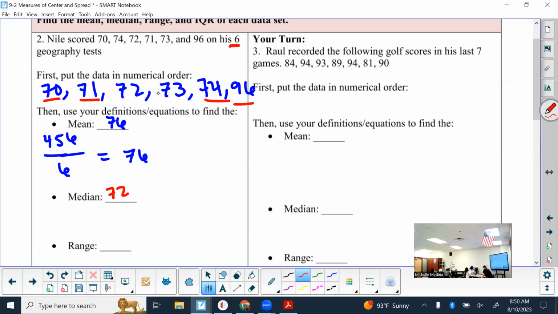When I have 2 in the middle, what do I do? Bella-T, what do I do? Good. Otherwise known as taking the average of them. So add them together and divide by 2. That would be 145 divided by 2, which is what?